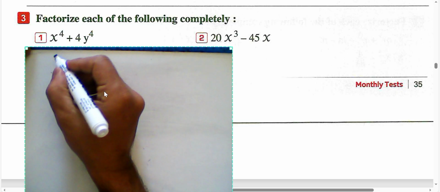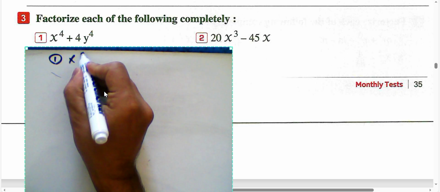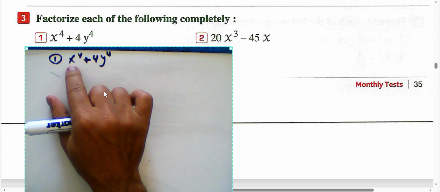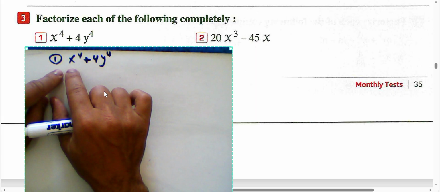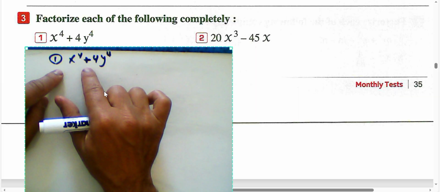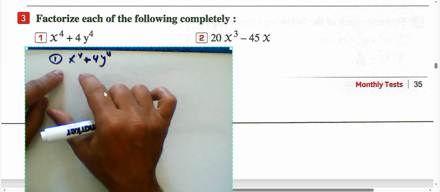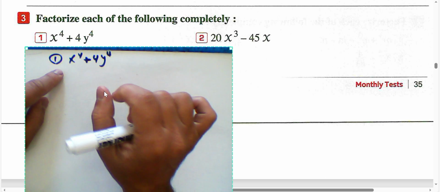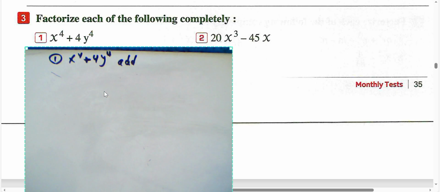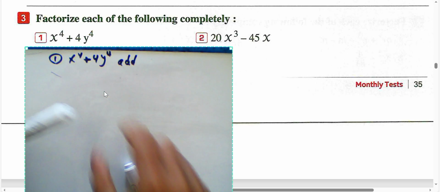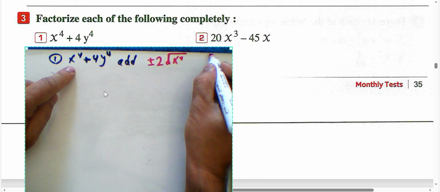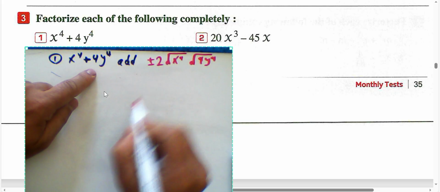First, question number 1. We have x⁴ + 4y⁴. We can find the square root of the first term, x⁴, and the square root of the second, 4y⁴. But we have addition between them, so we can't factorize in one step. You must add a middle term between them. You must add positive or negative the product of the square root of the first and the square root of the third, that is, the square root of x⁴ times the square root of 4y⁴.